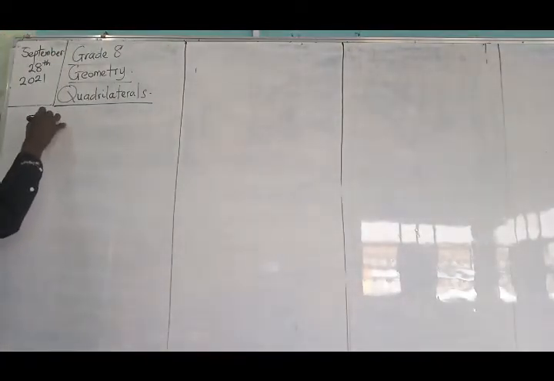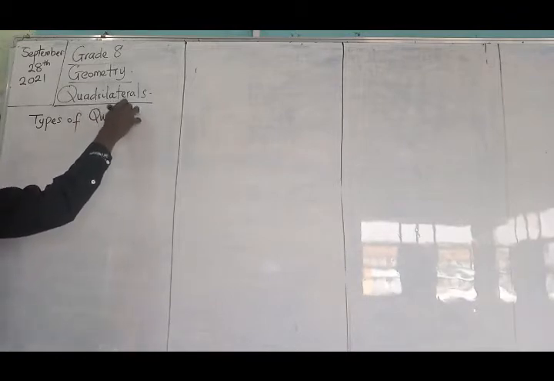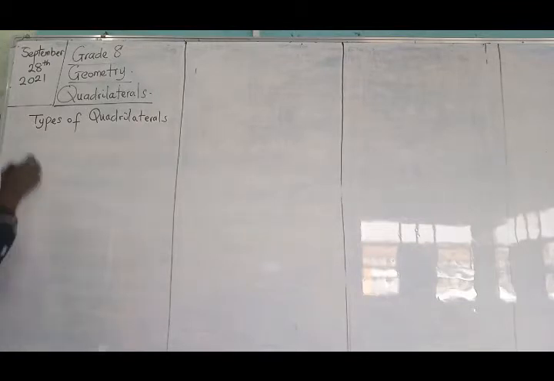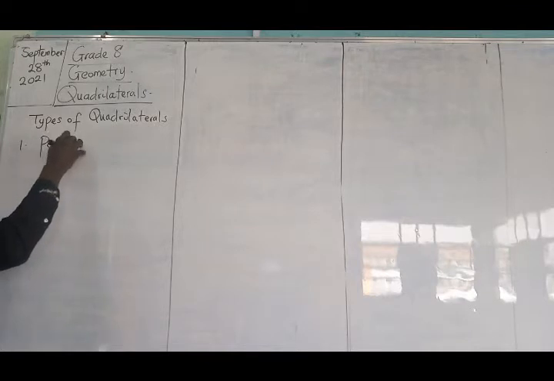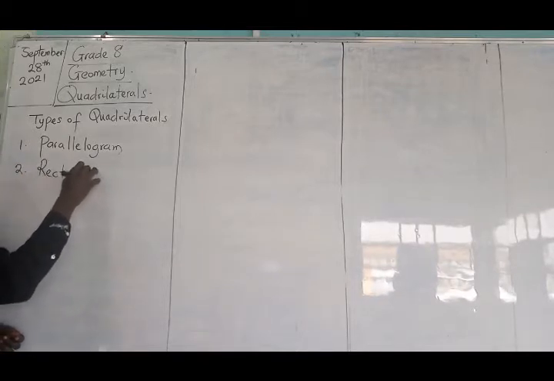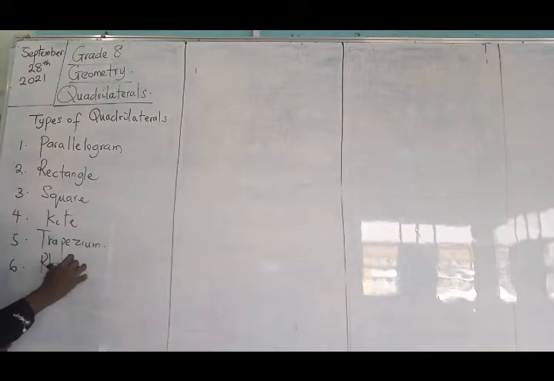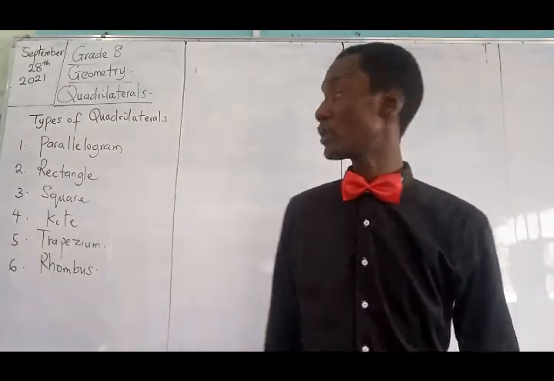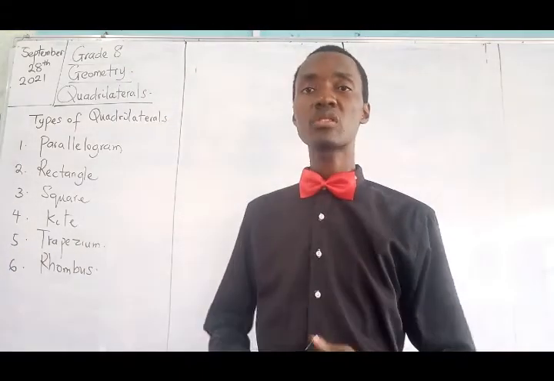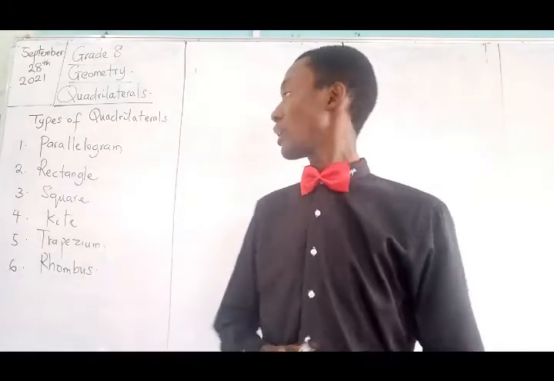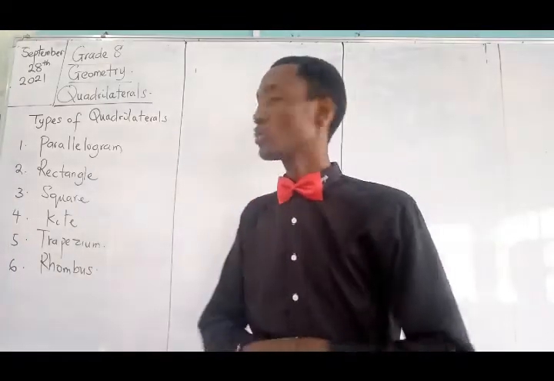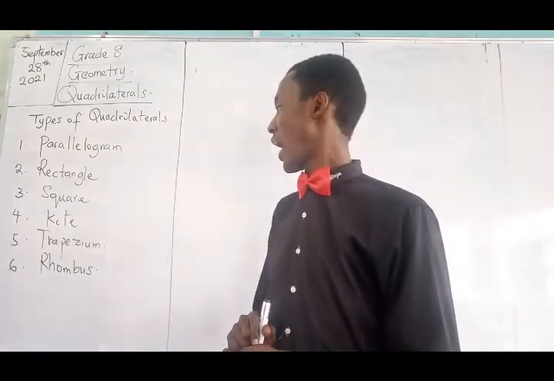So let's try to look at what are the types of quadrilaterals. Or should that be examples of quadrilaterals? Number 1, we have the parallelogram. Number 2, we have the rectangle. Number 3, we have the square. Number 4, we have the kite. Number 5, we have the trapezium. And there's one I was supposed to have named before now, the rhombus. I think these are the basic ones. There could be others, but these are the basic ones you get to see in most modern textbooks: parallelogram, rectangle, square, kites, trapezium, and your rhombus.